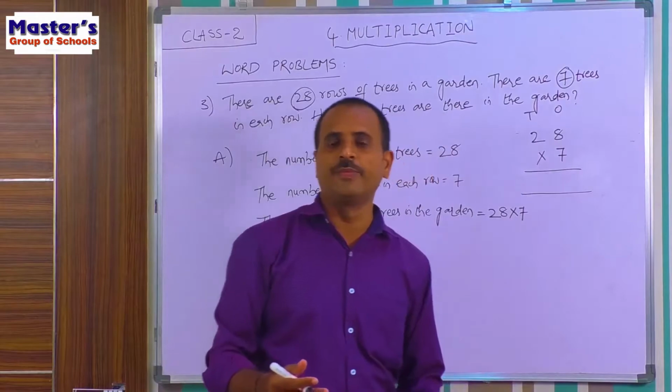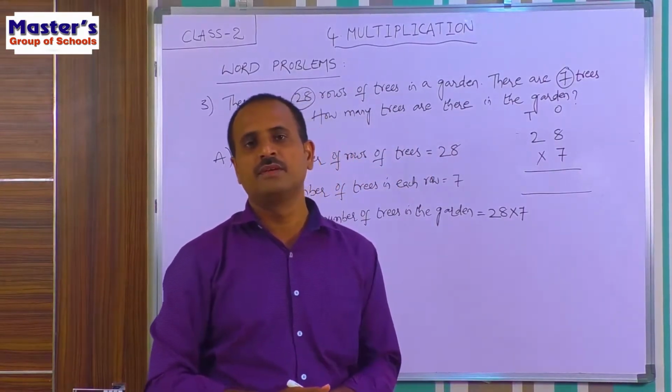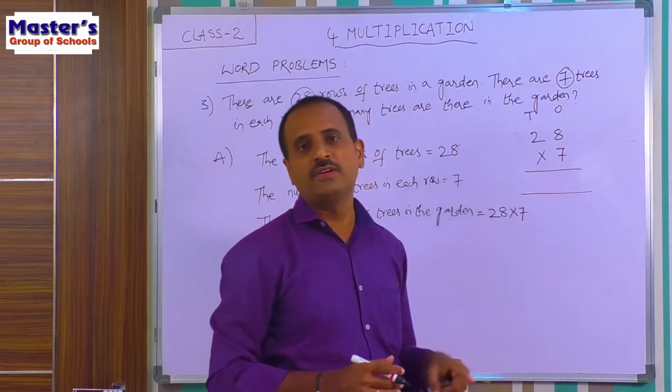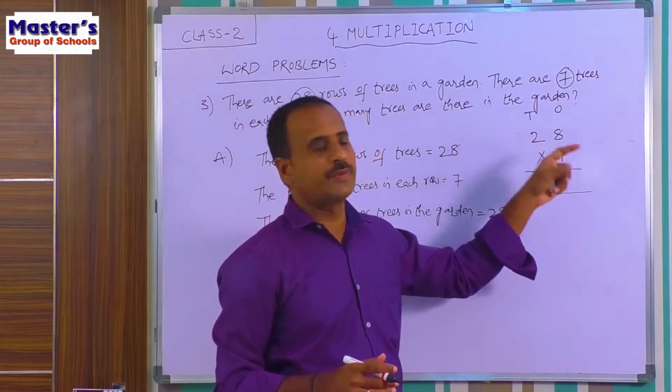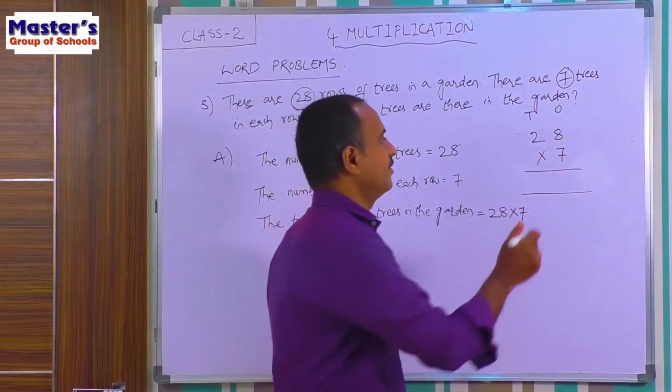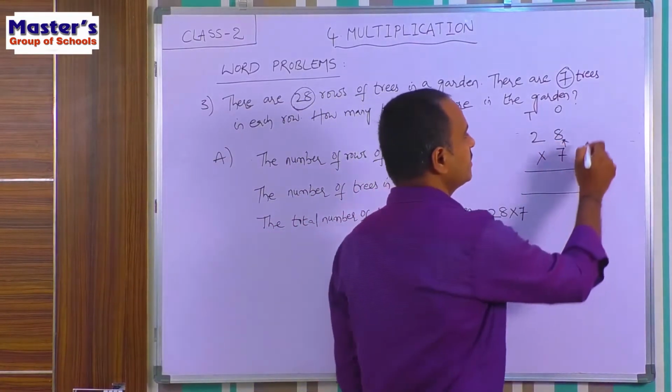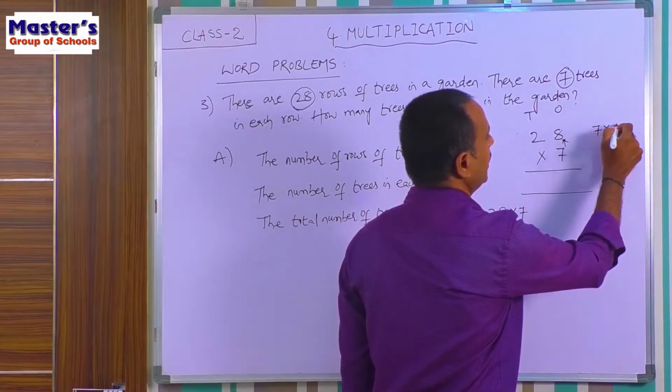So now start multiplication from the ones place. That is, multiply the digit present in the ones place with 7. So which digit is present in ones place? Here 8 is present in ones place. So multiply 8 with 7. That is 7 into 8.